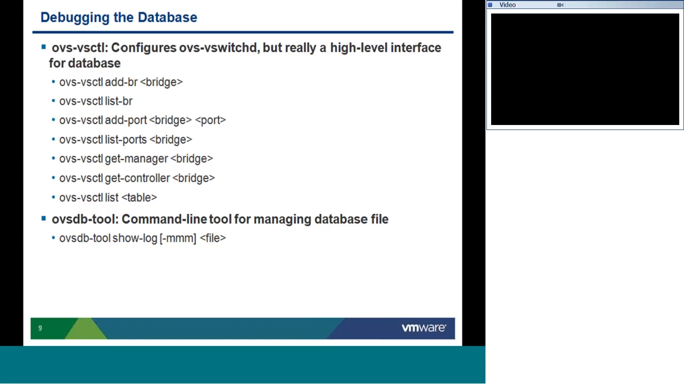There's the ovsdb-tool command, and the show-log command is probably the most interesting one in ovsdb-tool. It shows you what the log looks like so that you can see all of the changes that happen. You can add -m flags; the more you add, the more detail. But you'll want to run at least one -m to see the changes that are actually being made.